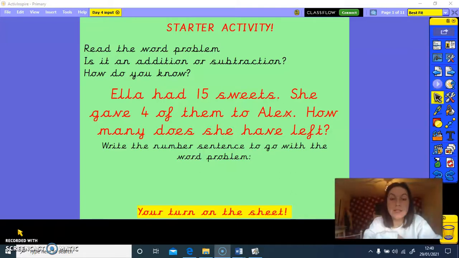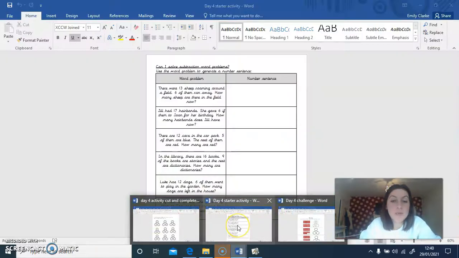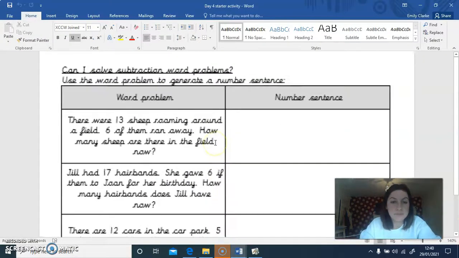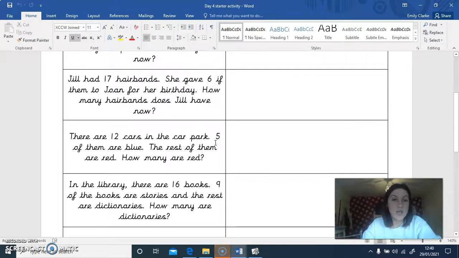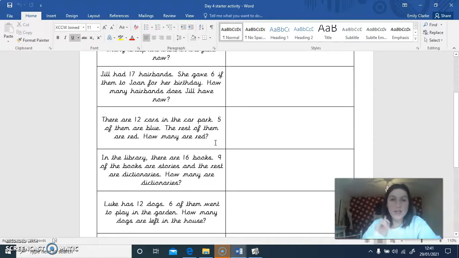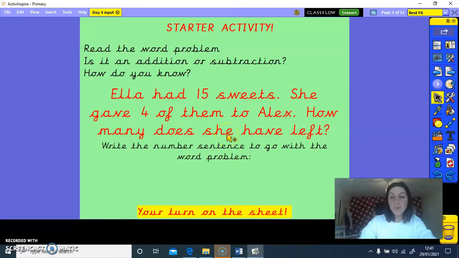The first worksheet is our starter activity, which looks like so. So have this one at the ready. We're going to do one example together, and then I'm going to give you 5 minutes or so to try and do this one, and then we'll crack on with the rest of our lesson.